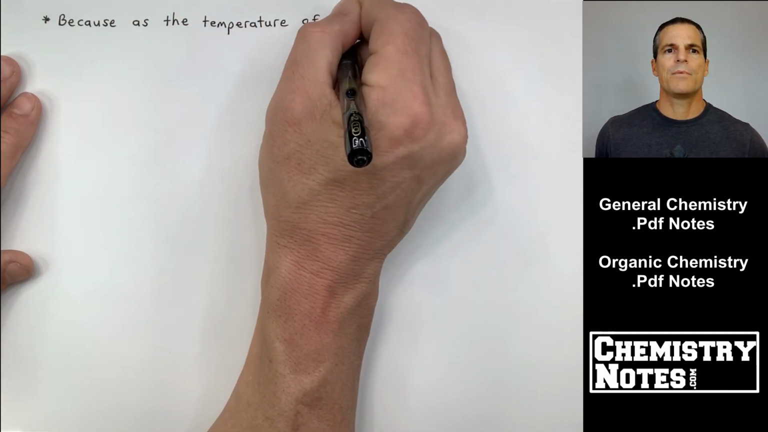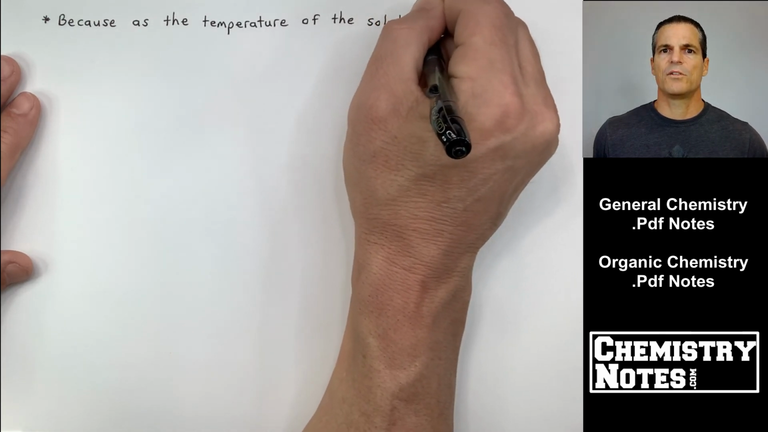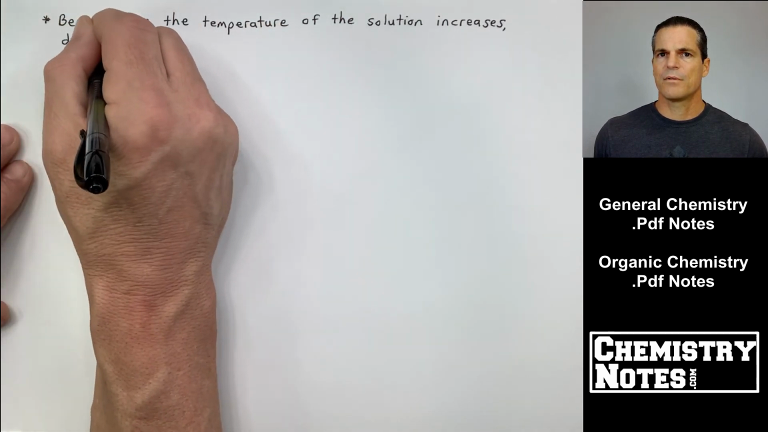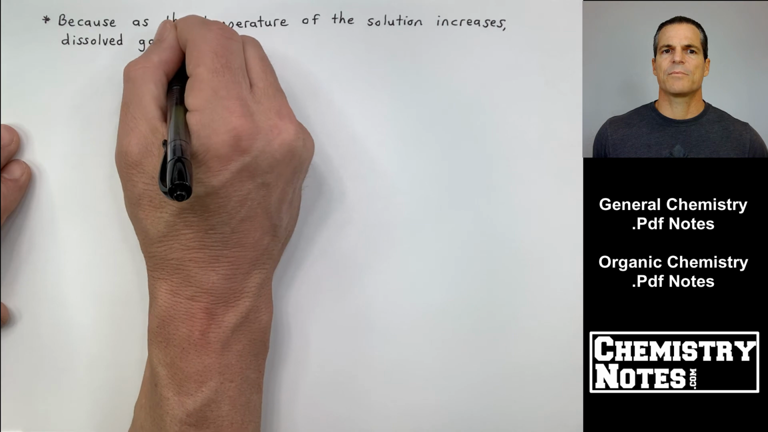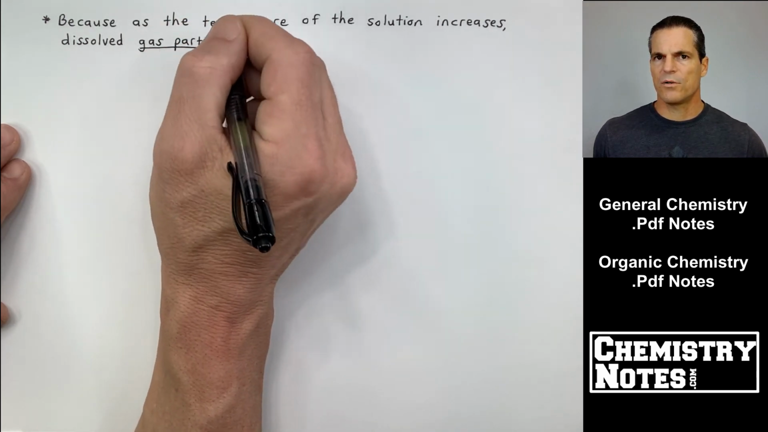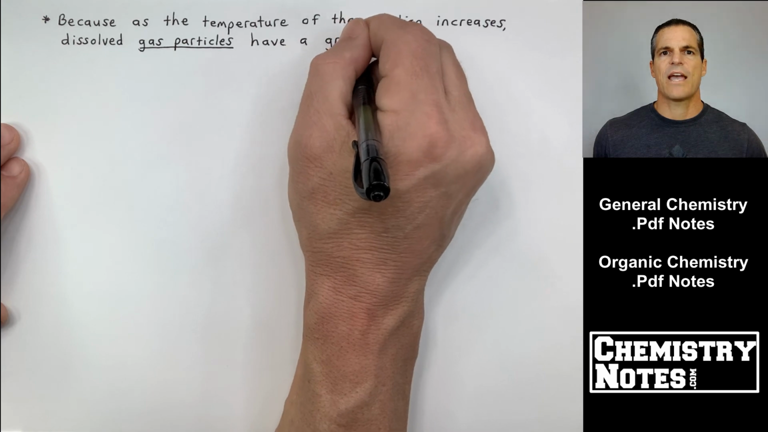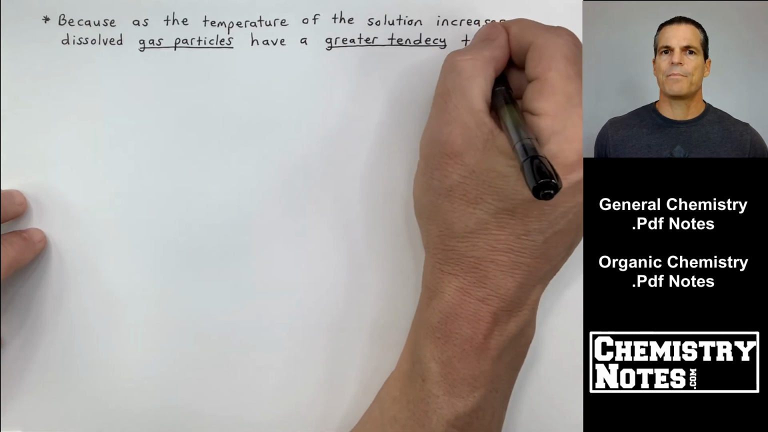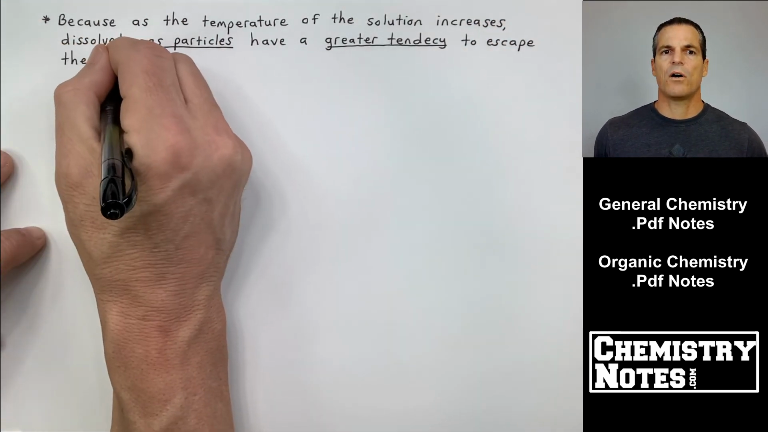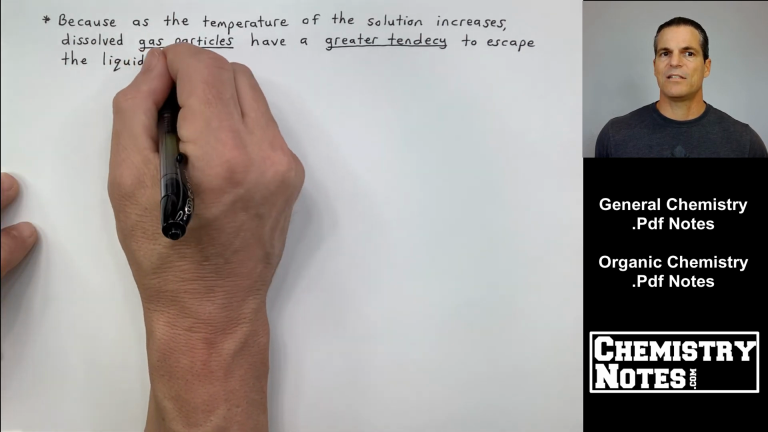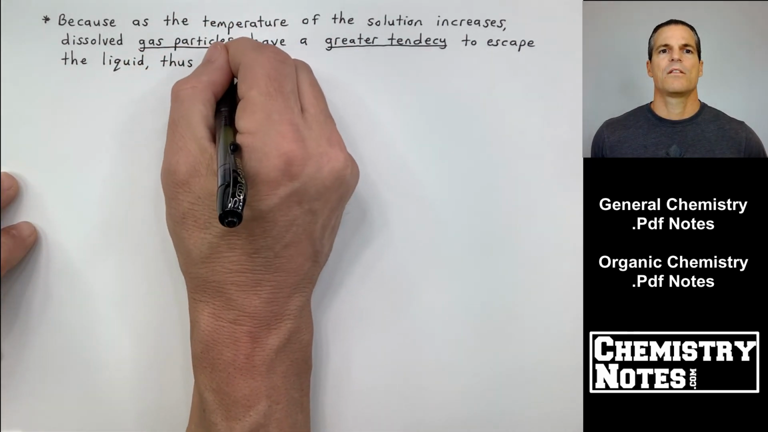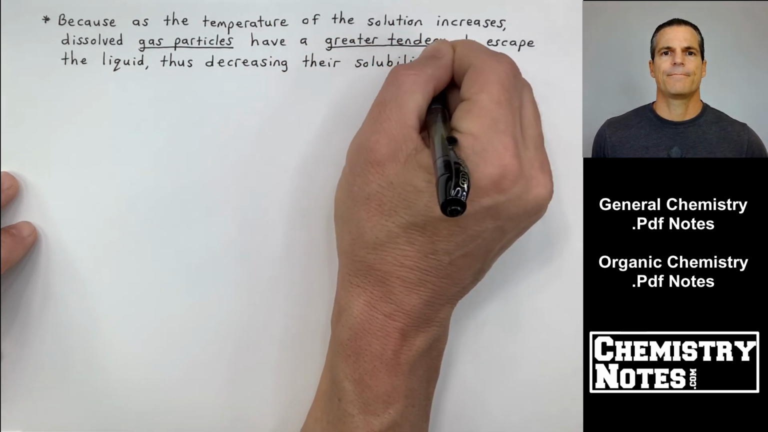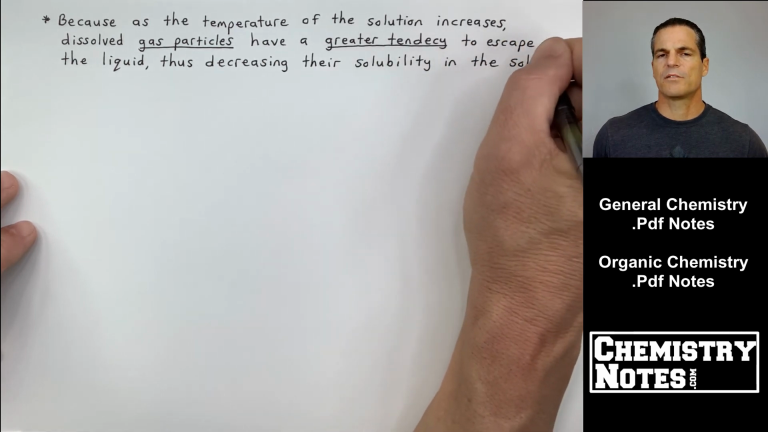Well, because as the temperature of the solution increases, as temperature goes up, dissolved gas particles, and these can be gas molecules if it's like CO2, or gaseous atoms if you have an atom dissolved, have a greater tendency to escape the liquid, thus decreasing their solubility in the solvent.